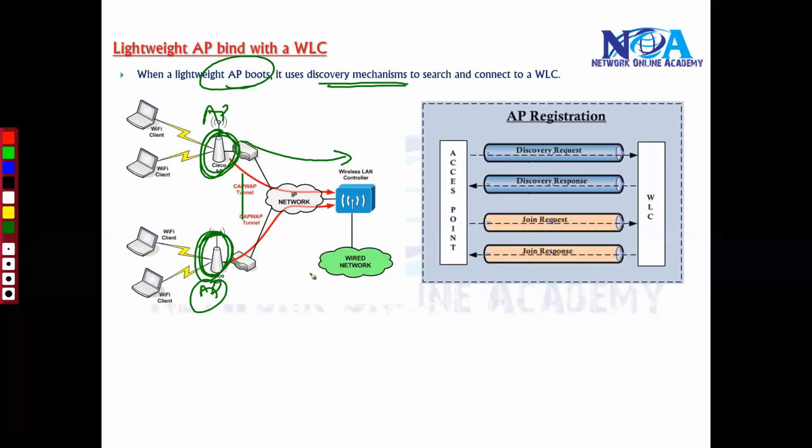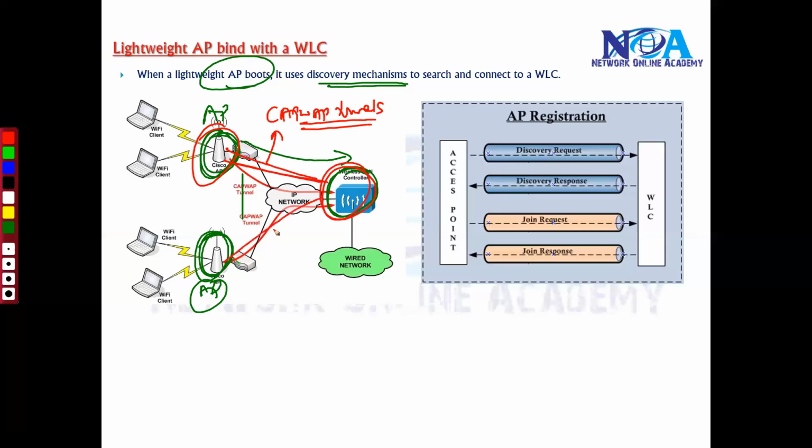Now once it discovers, it is going to bind itself with the WLC. Now this WLC and the access point are going to bind and build something called CAPWAP tunnels. And these tunnels are used to encapsulate and forward the traffic. So we'll talk more about the CAPWAP tunnels probably in the next video.